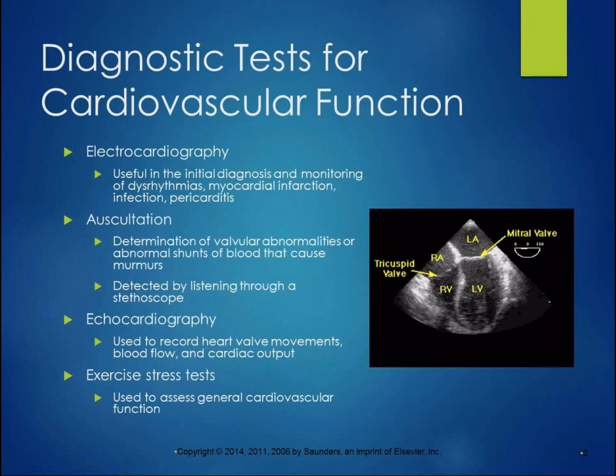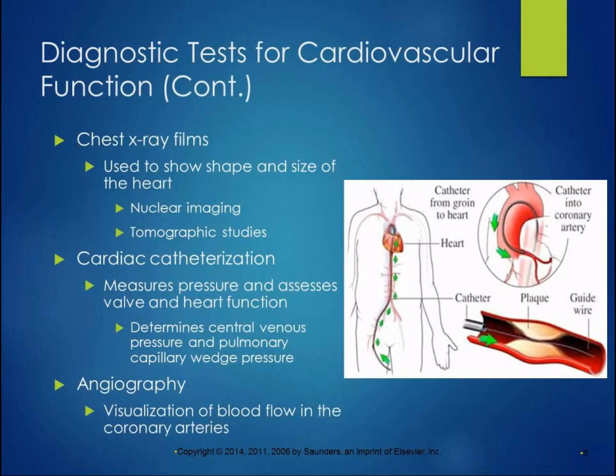Echocardiography, you get an echocardiogram as the output for that. It's used to record heart valve movements, blood flow, and cardiac output. So the picture on the right here is some of the output from echocardiography. Exercise stress tests monitor your heart while you're running on a treadmill or doing other exercise. Chest x-ray is used to show the size and shape of the heart.